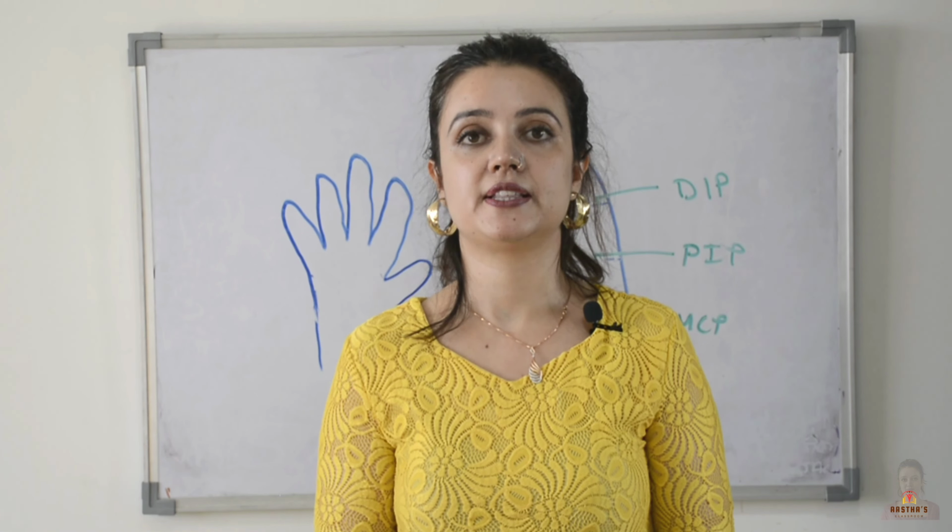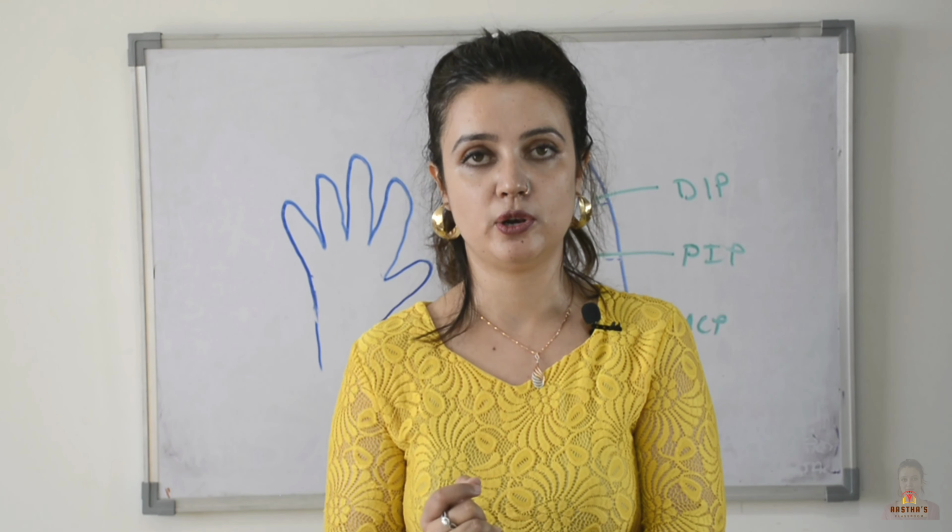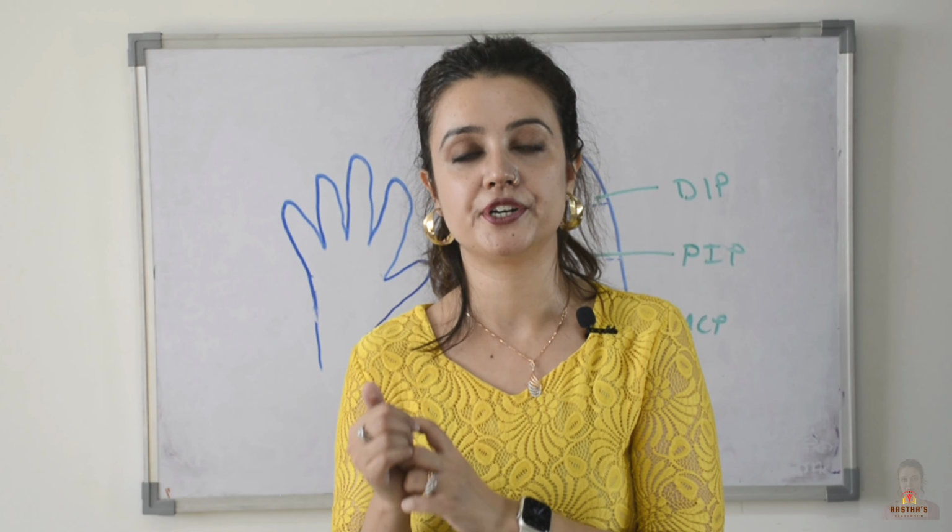Coming to the deep muscles, there are altogether 3 deep muscles. The first muscle is flexor pollicis longus. Pollicis is the other word used for thumb.